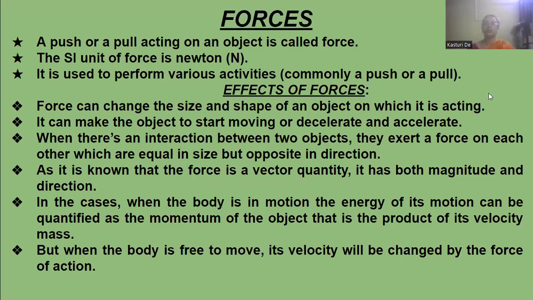First, when there is motion, there should be a force which acts on a body, which causes the motion. So what is that force? Force means a push or a pull which is acting on an object. The SI unit of force is Newton, denoted by capital N as symbol. It is used to perform various activities. Commonly it is push or pull.